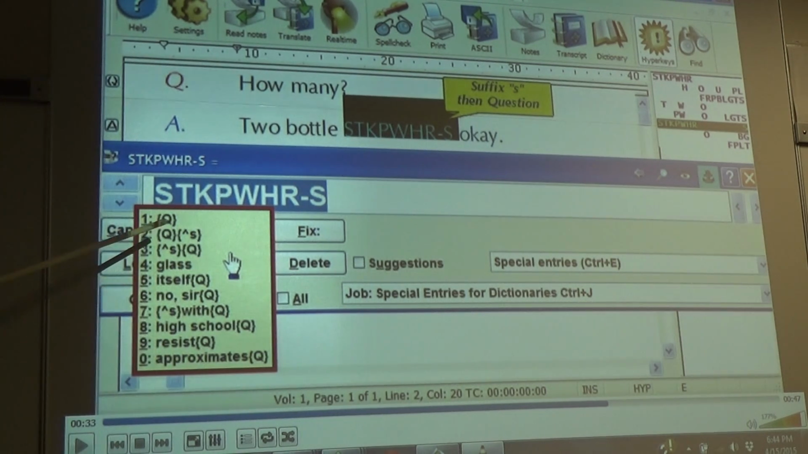It's number 2. But doesn't that S go to bottles? Oh, I'm sorry, it is number 3. It's a suffix, then the question. So you want to be careful, thank you, because that would have put it as the next S on the next line, which is not what you want. That would put it like as question of A's. So yes, number 3 would be correct, because it's the suffix first, then the question, okay?